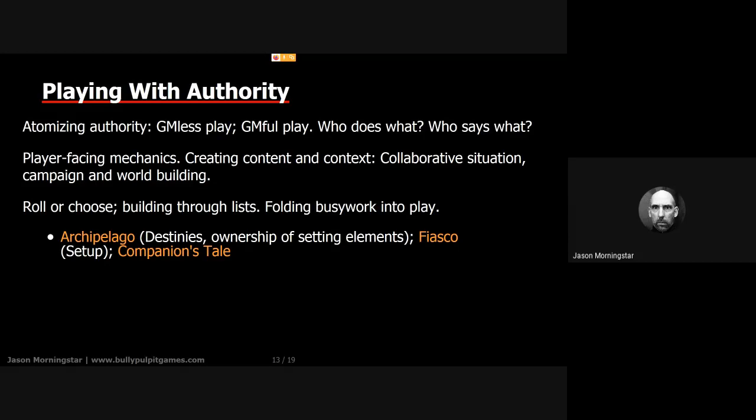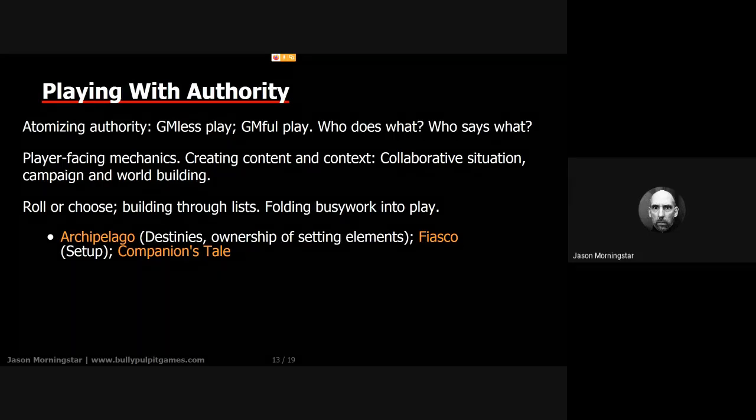The idea of building things through lists. The game In a Wicked Age presents you with a series of really evocative lists, and you're building the whole world through it, either by randomly rolling on those lists or by just picking the ones that make the most sense. This is an idea I stole out of whole cloth for Fiasco. You can see the idea of lists there, which create the framework for play, the setup. And that's also some busy work that has to be done, but it's also playful and fun.